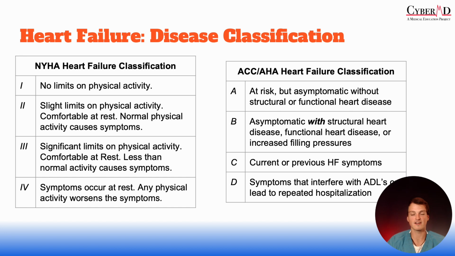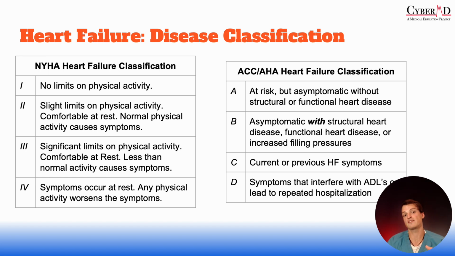So first, let's discuss the NYHA, again, New York Heart Association Heart Failure Classification System. It's going to be 1, 2, 3, and 4, with 1 being the least serious and 4 being the most serious. So in class 1, patients are going to have no limitations on their physical activity. They don't experience any symptoms, even with regular levels of exertion. And essentially their heart failure does not interfere with their daily life.